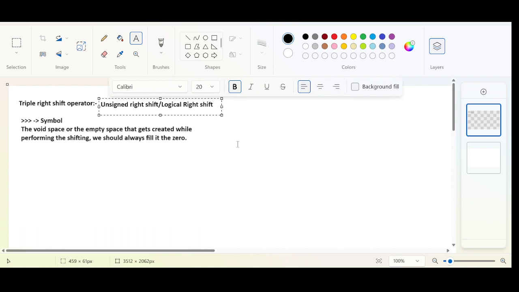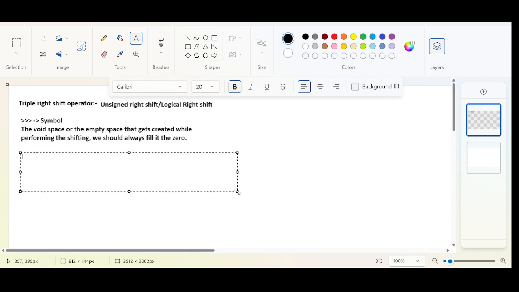But you must understand one thing. Whenever you represent this triple right shift operator, by default you should be using the integer data type. By default the system is going to consider the int data type. What does it mean? I will explain.